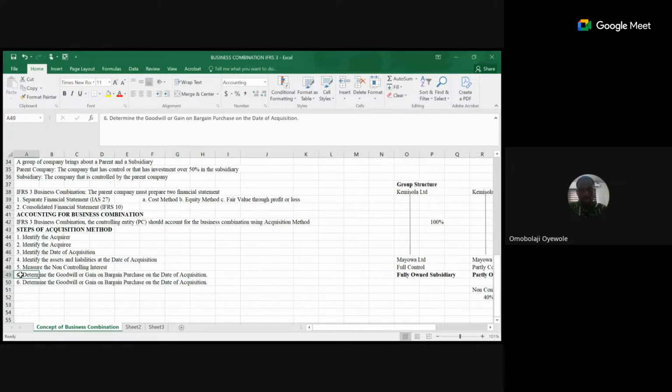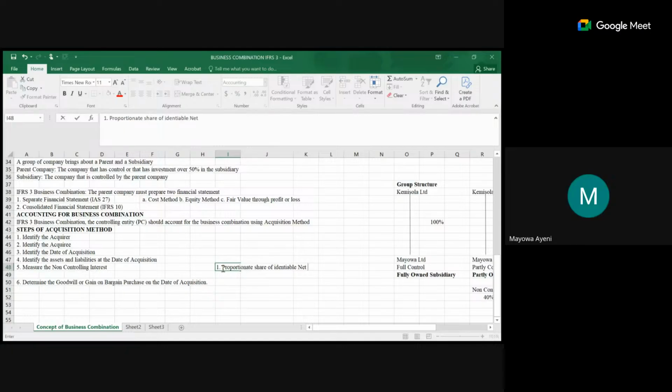So I want to erase this. Method one, proportionate share of identifiable net assets. Now method two is what? Fair value, otherwise known as the full goodwill method. So these are the two methods that we use in measuring NCI.